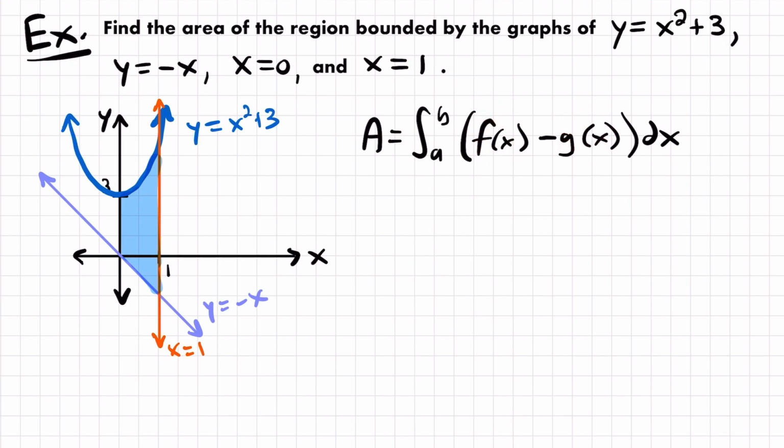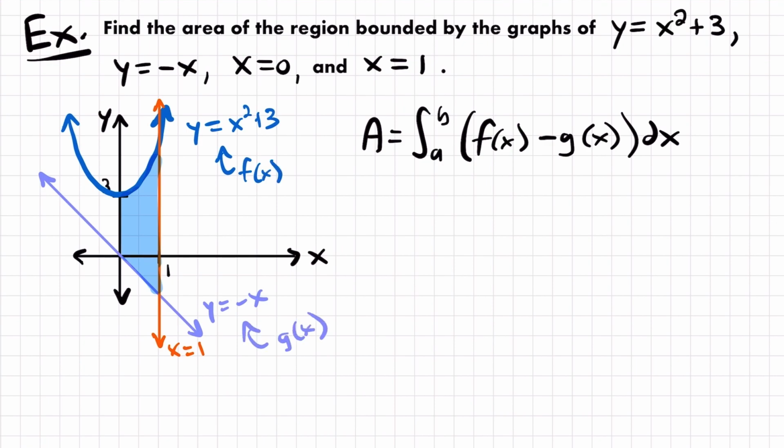And so in this case, if we're looking at our region and you look from the top down, since we are integrating with respect to x, you want to look from the top down, we can see that the top function is y equals x squared plus 3, and the bottom function is y equals negative x, right? This line is the bottom of our shaded region, and this parabola, or this function, is the top function of this region. And so this is f of x, and this is g of x.